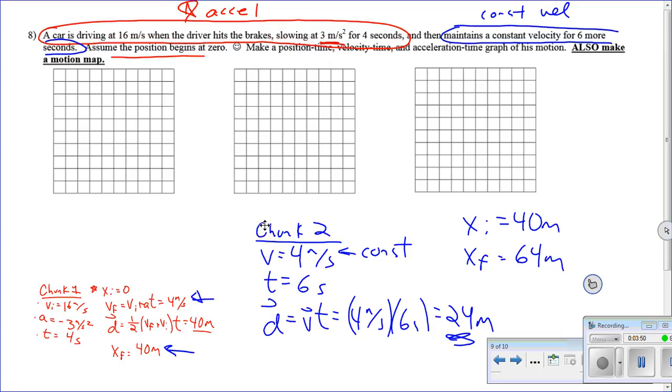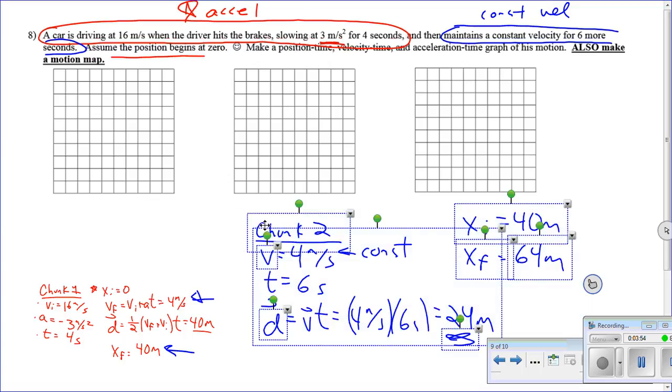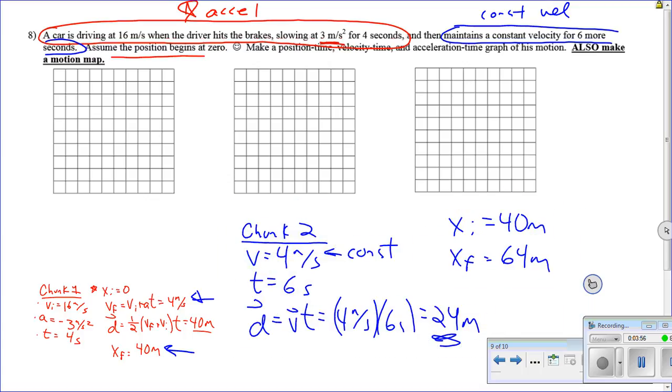All right, so let's once again buy ourselves a little bit of room on the board here. Oops.